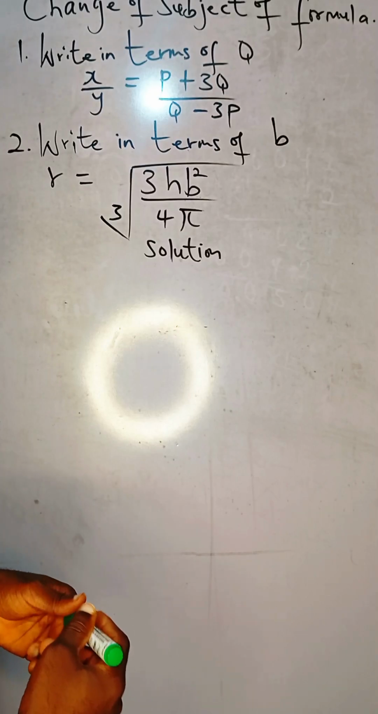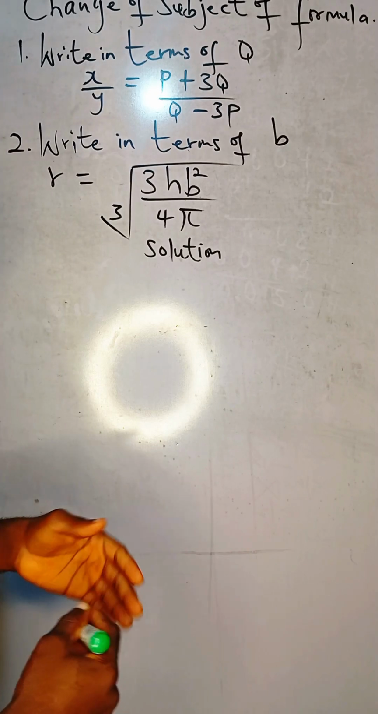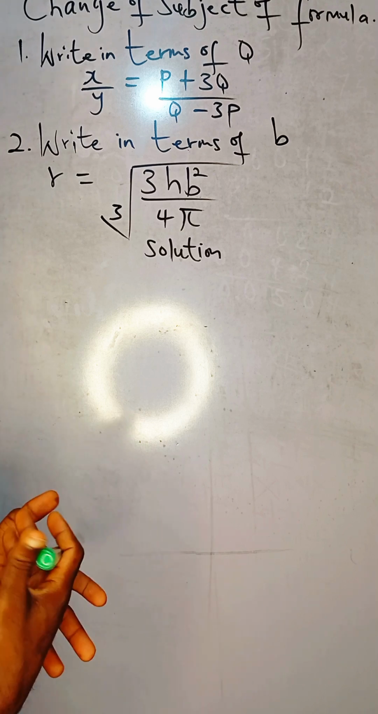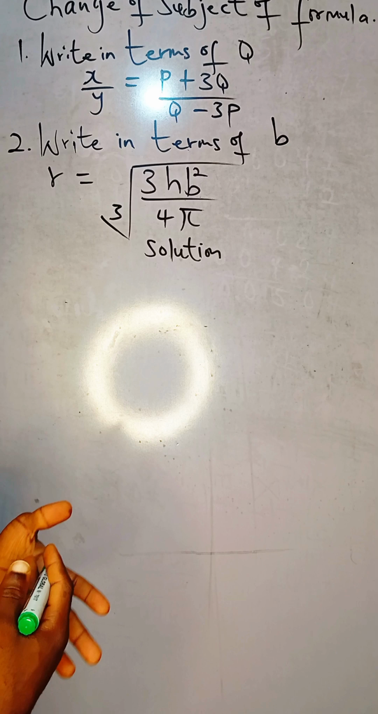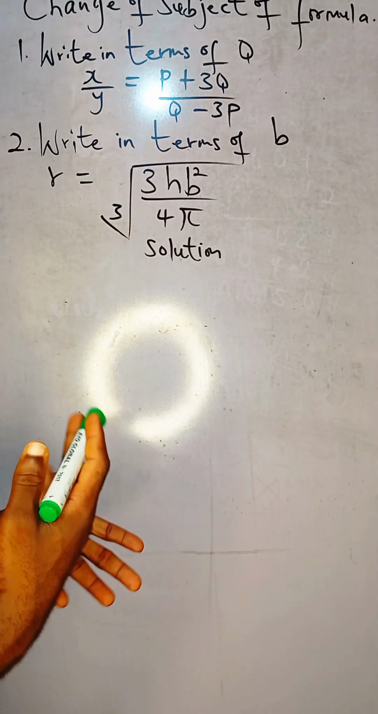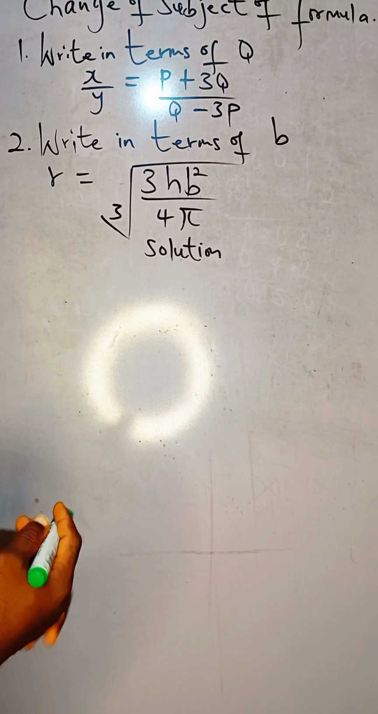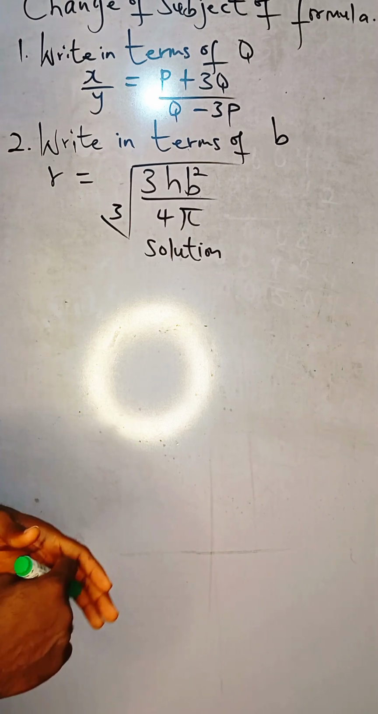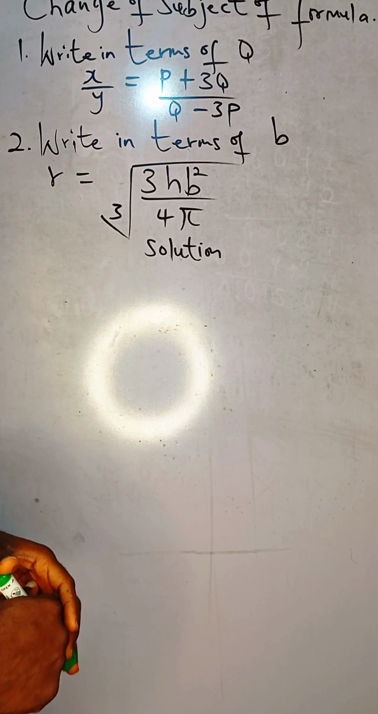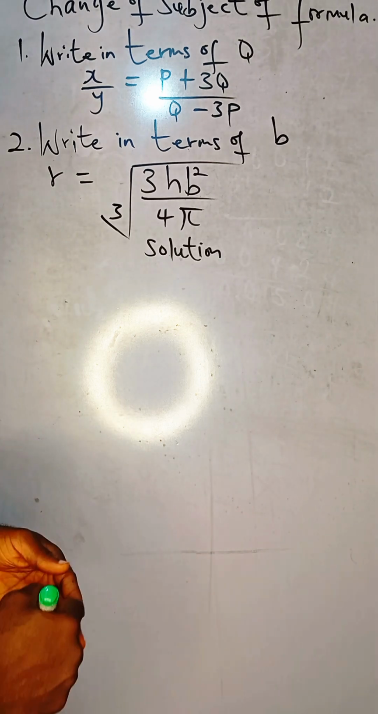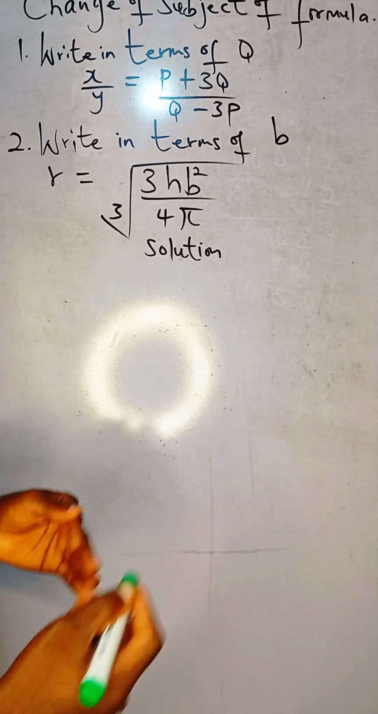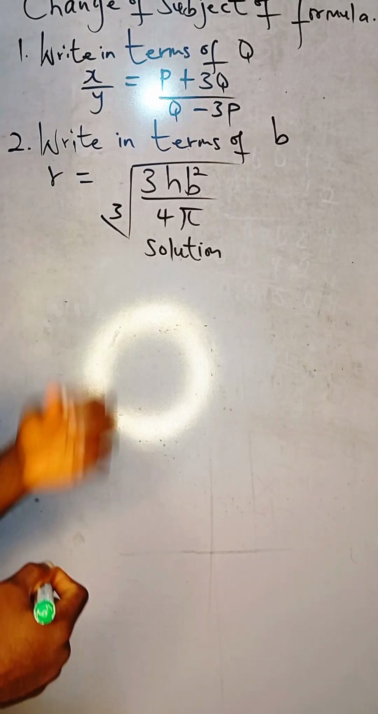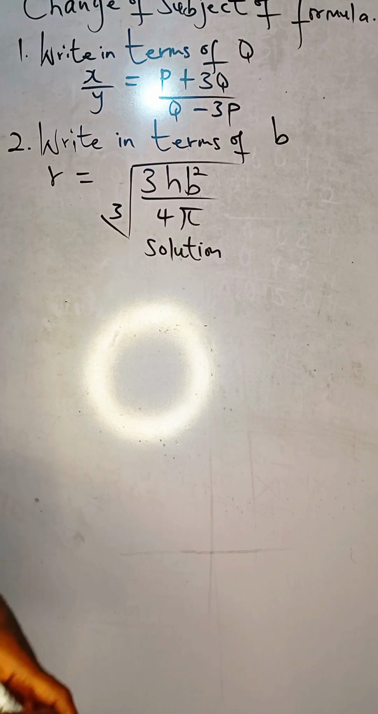Now the first question says write in terms of Q. When you see a question like this, what should come to your mind is which operations of mathematics should you use? You can use, let's say, cross multiplying, squaring or using roots, or division or multiplication. Any operation can go. So it's just for you to be smart and know how to go about it.